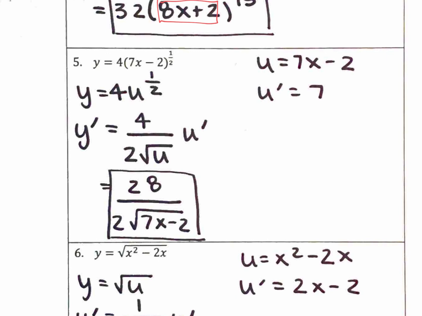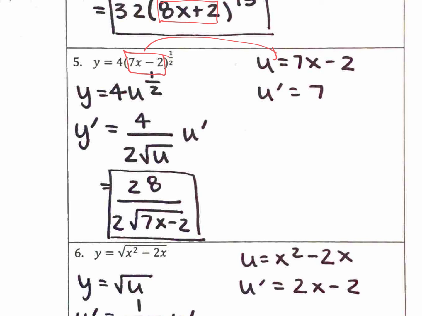Number 5, very similar. Inside function, find the variable. 7x plus 2, or sorry, minus 2, so our derivative is 7x. When we take the derivative here, kind of skipped a step, so I'll write the in-between step. We're going to multiply the 1/2 times the 4, and then decrease that by 1.